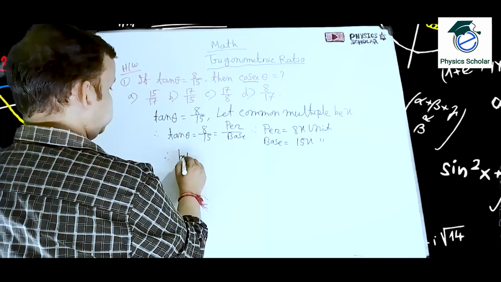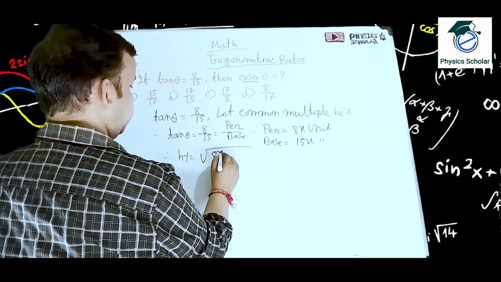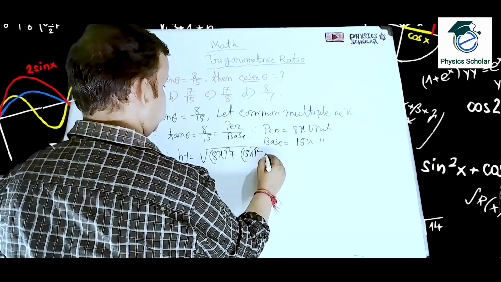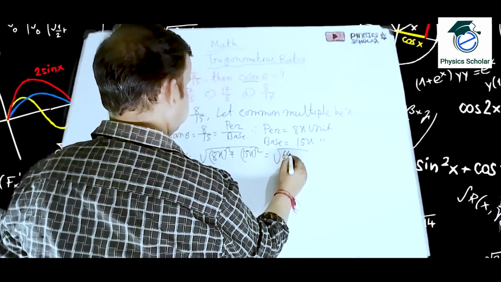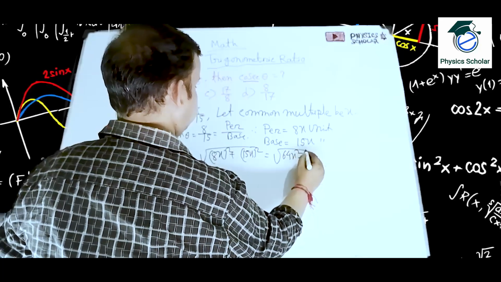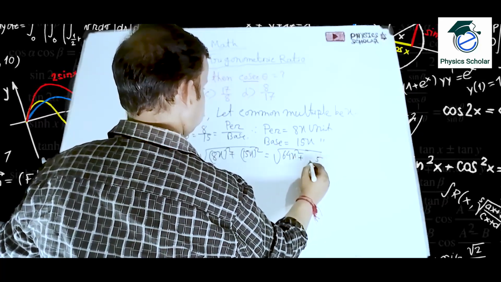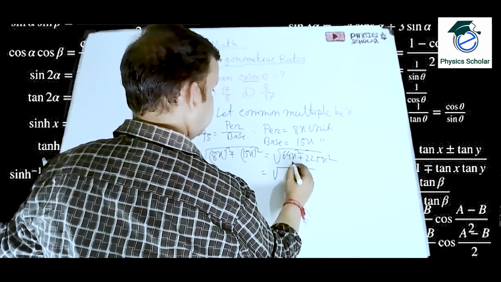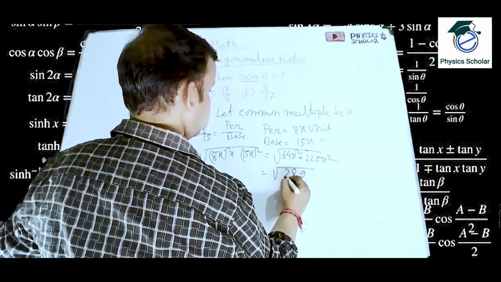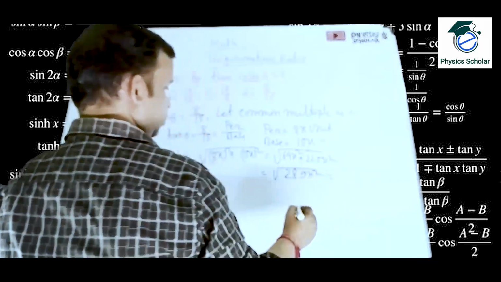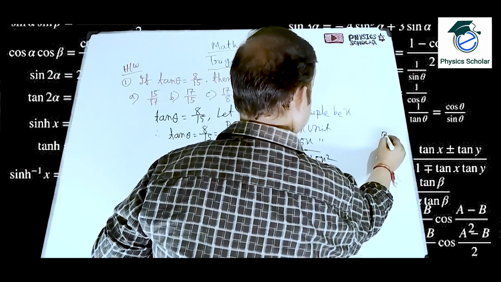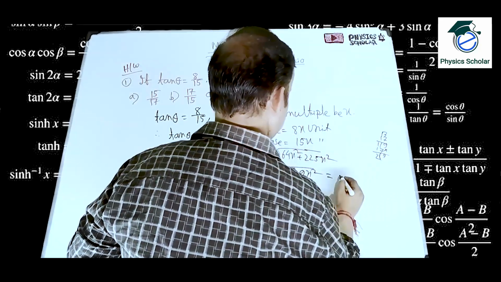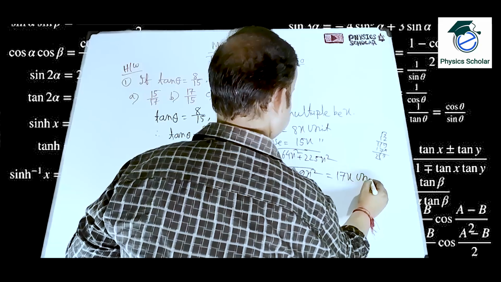So hypotenuse will be what? Root over perpendicular square plus base square. That means root over 8 square x square plus 15 square x square, which is root over 64x square plus 225x square. So what is that? It will be 17x unit.